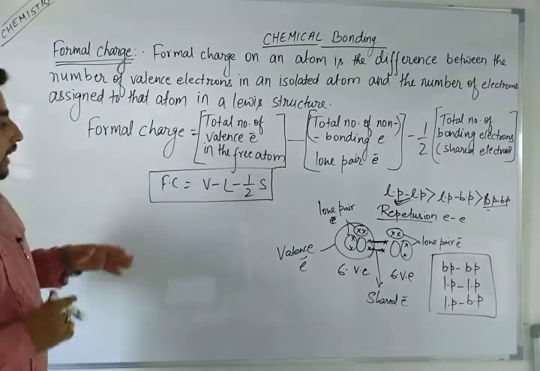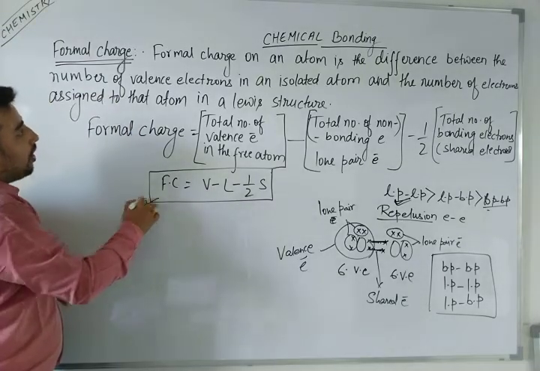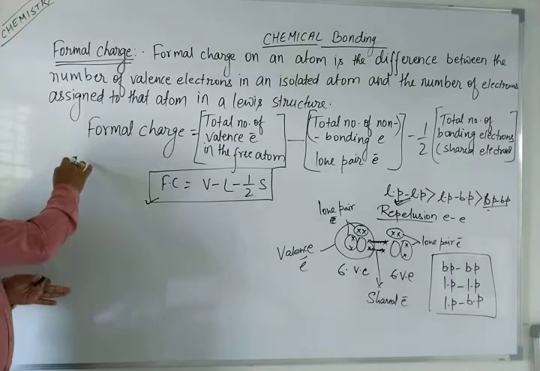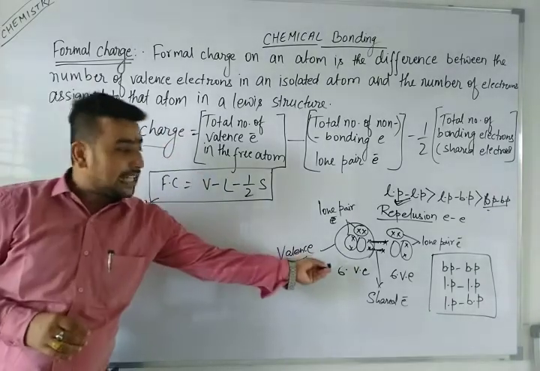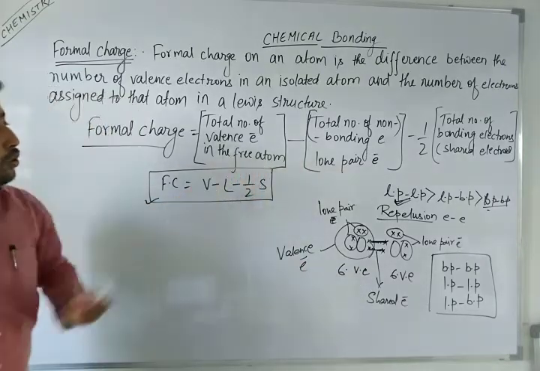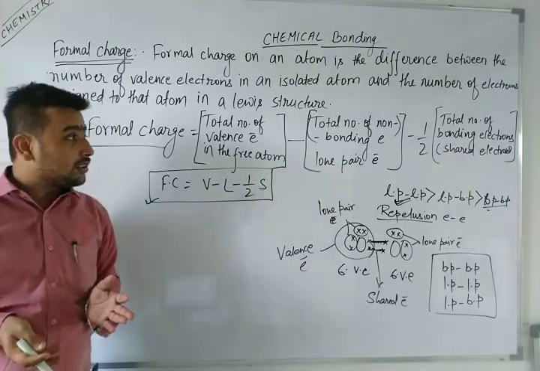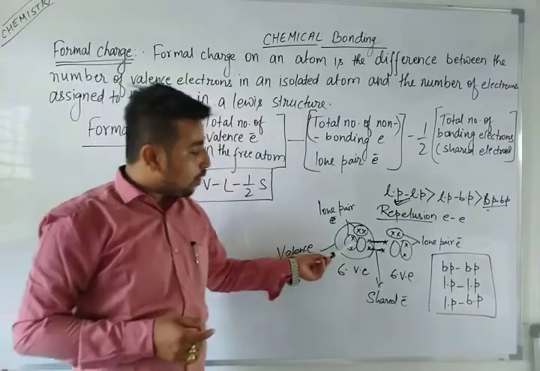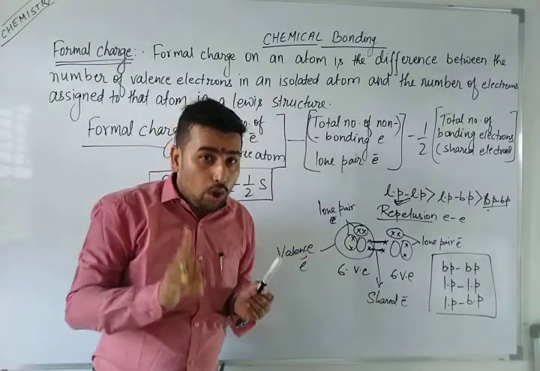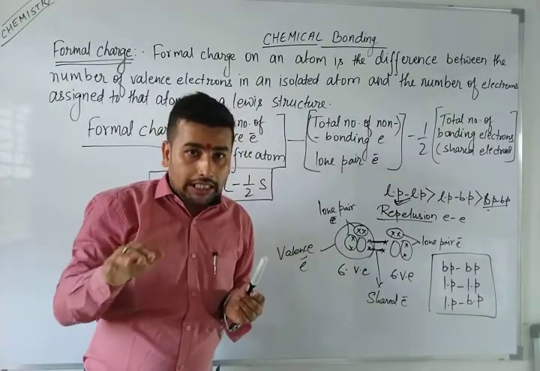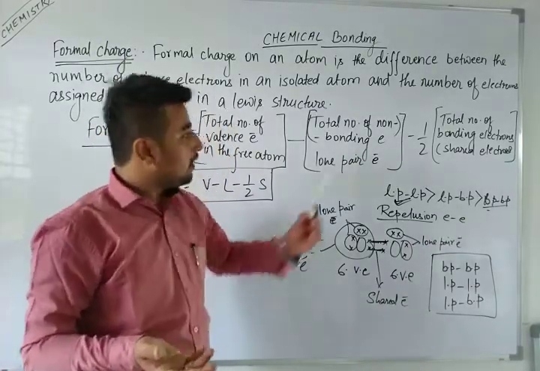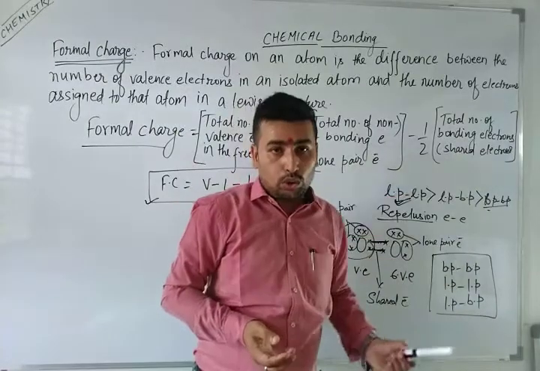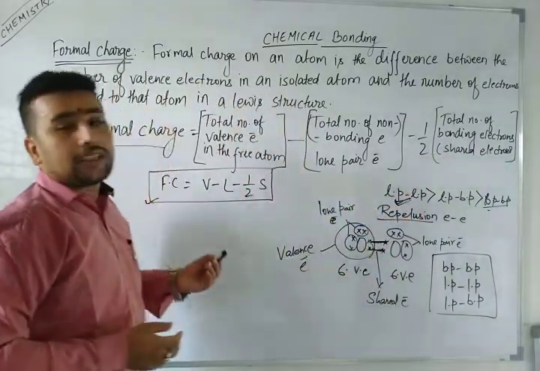So here you can see the formula for formal charge. Formal charge is equal to the total number of valence electrons, as I have told you, minus the total number of non-bonding electrons. Non-bonding electrons means these lone pair electrons which are not doing bonding. They are called non-bonding or lone pair electrons. And minus half into the total number of bonding electrons, the shared electrons.